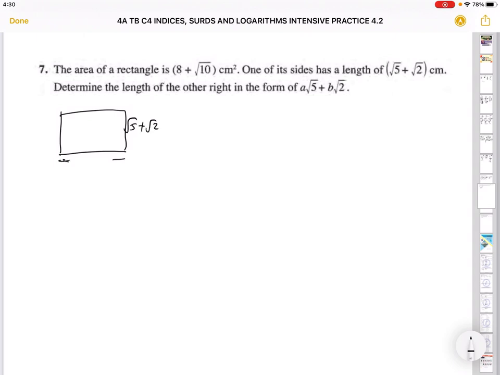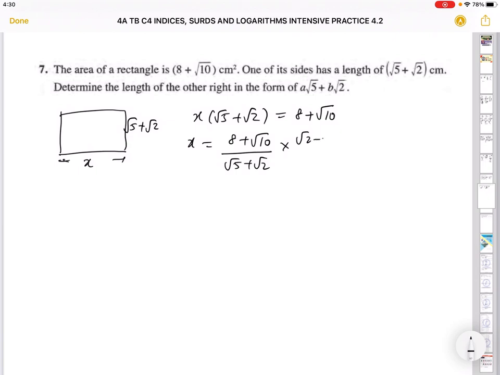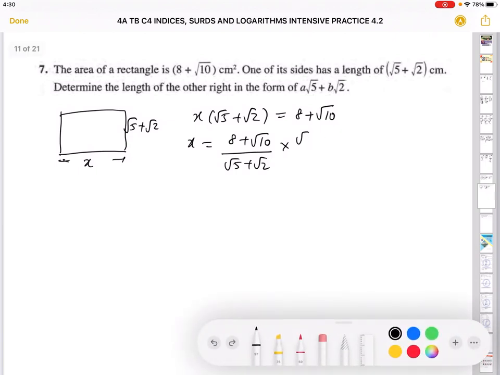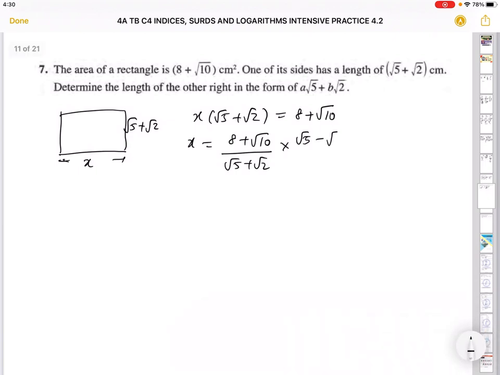So let us call this x. Basically, length times breadth. Yeah, this is √5 + √2, which gives us the area 8 + √10. So I'll just divide this 8 + √10 by √5 + √2. Here I multiply top and bottom with √5 - √2.